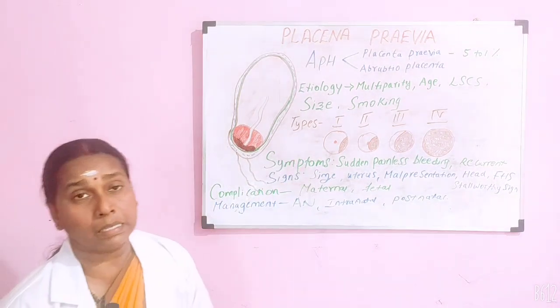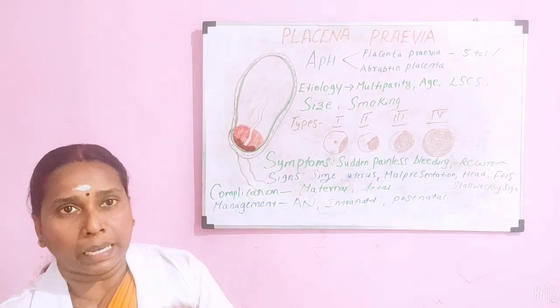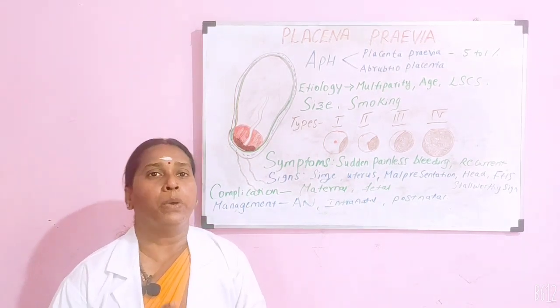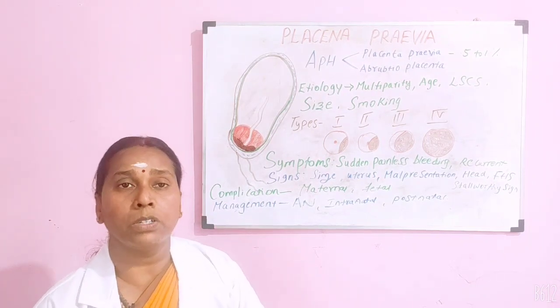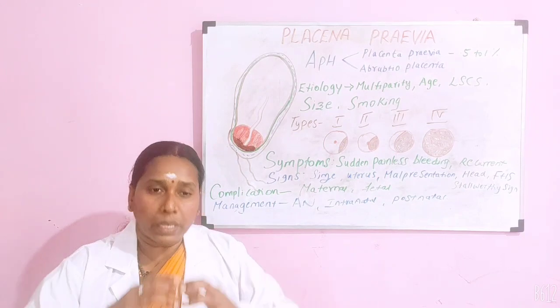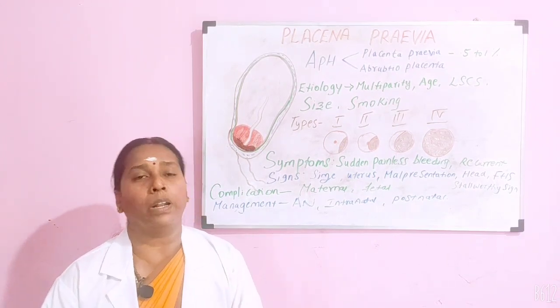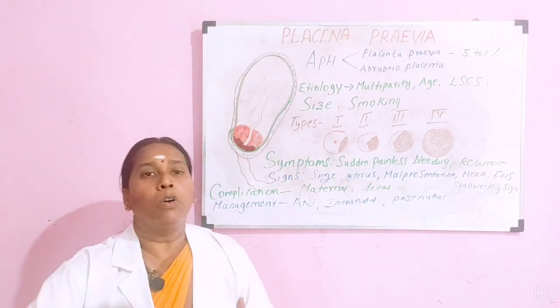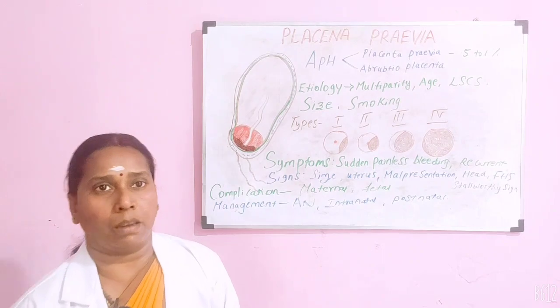Then we have size. The size of the placenta is big in cases of twin pregnancy, triplets and quadruplets. In all those conditions you have a big placenta. When the placenta is big, it needs adequate space for implantation, so it goes to the lower uterine segment, which is more comfortable to spread, and it gets implanted.